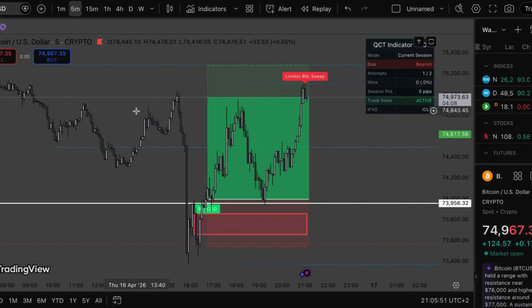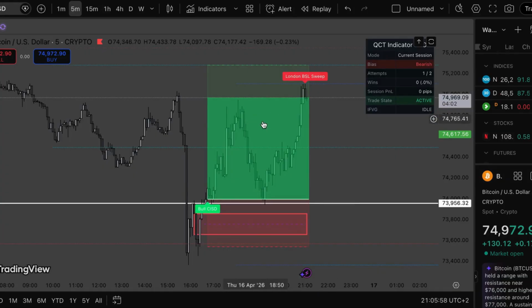So yeah, it has just hit the London highs here, so it's swept. It's going to face maybe a little drawdown. Hopefully it hits, yeah, we'll check it out back after the trade.